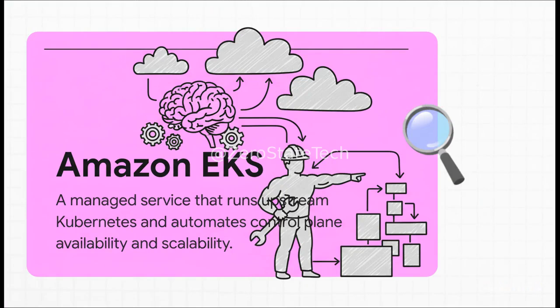You can think of EKS as your personal, expert Kubernetes operator. It runs the standard upstream version of Kubernetes, no weird flavors, but it takes on all the responsibility for keeping the control plane, which is really the brain of your whole cluster, healthy, always on, and ready to scale. And what does that mean for you? It means you, the developer, can get back to focusing on what you actually want to do, build amazing applications.